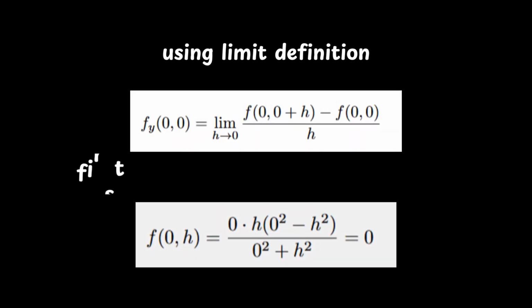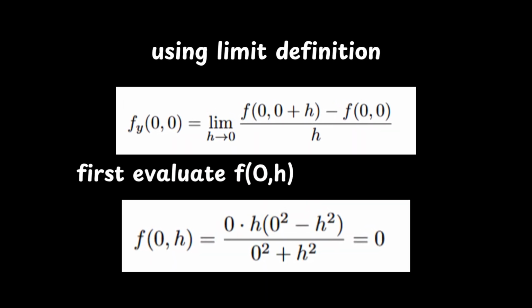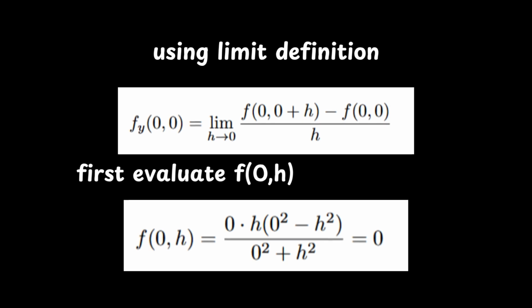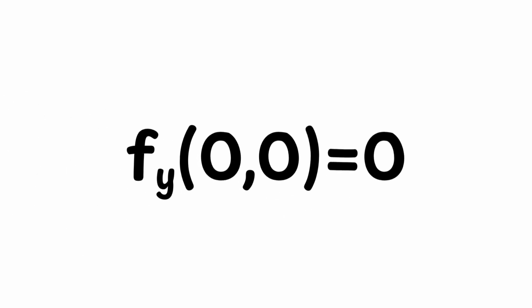Now, let's evaluate the function at 0, h. The numerator becomes 0 because we're multiplying by 0, so the whole term collapses to 0. Now, divide 0 by our tiny move, h. 0 divided by anything is still 0. So, the derivative at 0, 0 is 0.